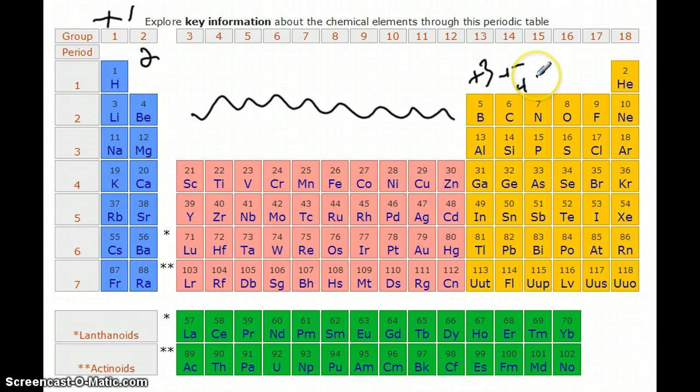Then group 15 is a -3, group 16 -2, group 17 -1, and then of course group 18 is 0. Noble gases don't generally react. They already have 8 electrons in their outer shell.